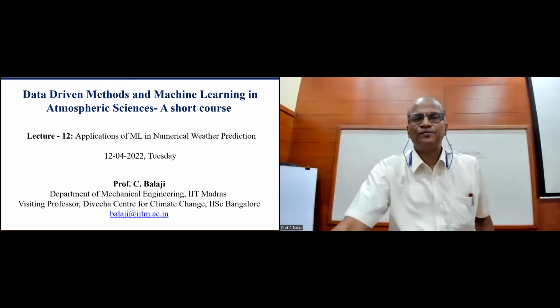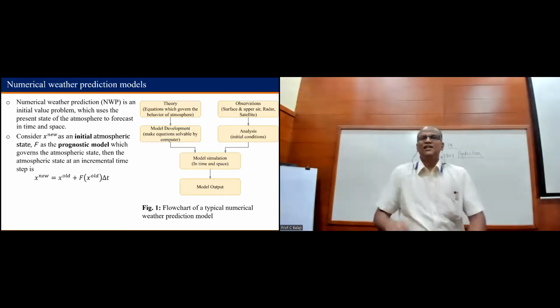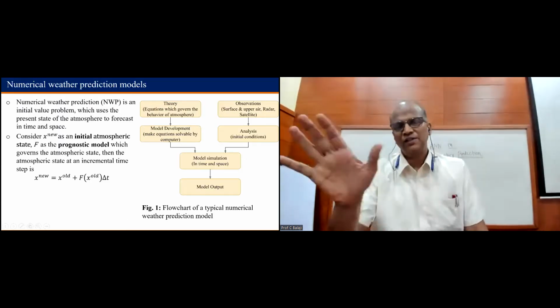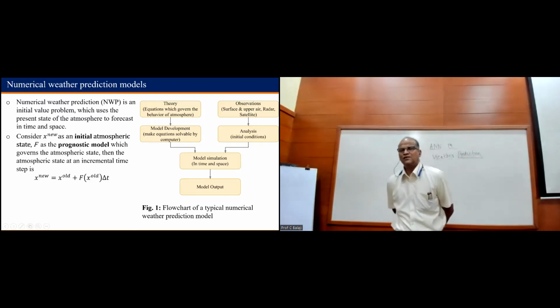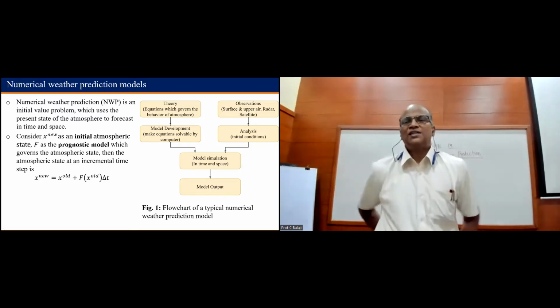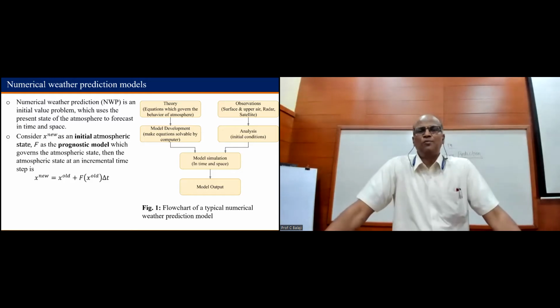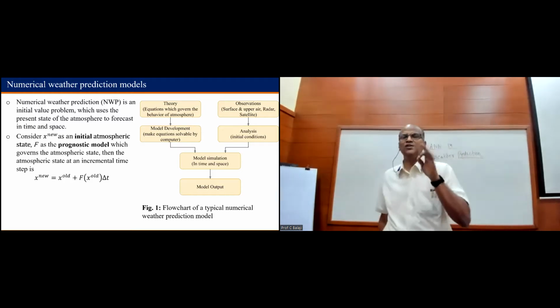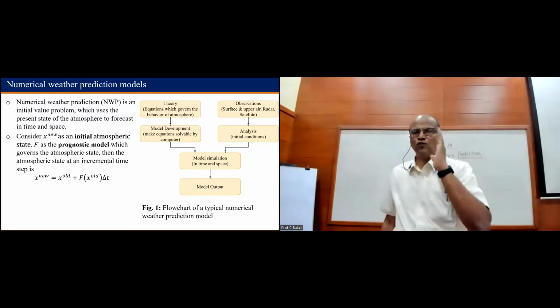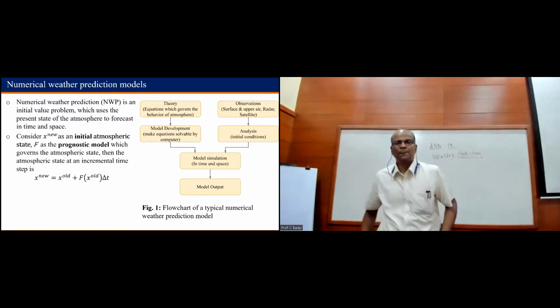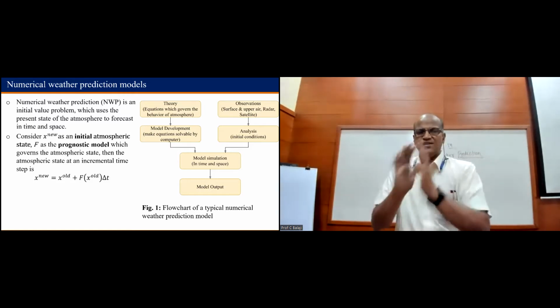All right. So basically, let's look at the right side of the viewgraph. What is numerical weather prediction? Okay, let's go to the left side first. It is an initial value problem. The idea is to use the present state of the atmosphere to forecast in time as well as in space. So it's basically a forecasting problem.